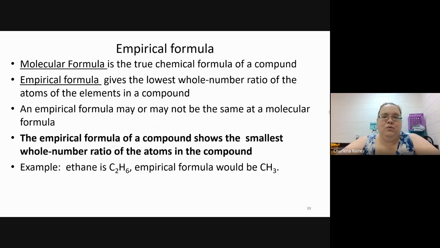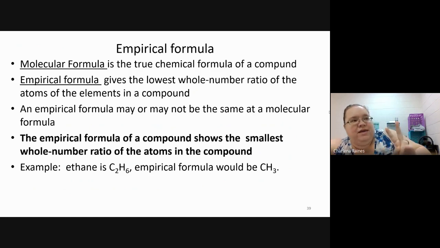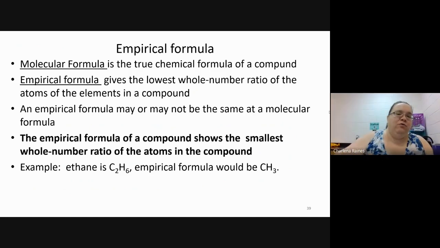An example with one of our covalent ones would be ethane. This would be a compound you would not necessarily be expected to know how to name properly. But C2H6 is its real chemical formula. It has 6 hydrogens and 2 carbons. But if I'm looking at the empirical formula, that's a ratio of the number of carbon atoms to the number of hydrogen atoms. So for every 1 carbon, we have 3 hydrogen. That's what my empirical formula would be: CH3.